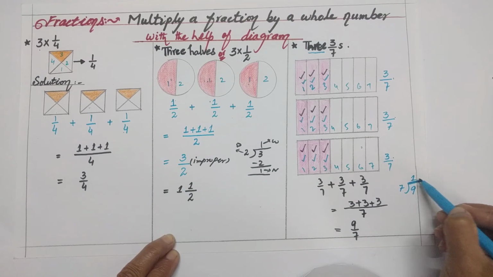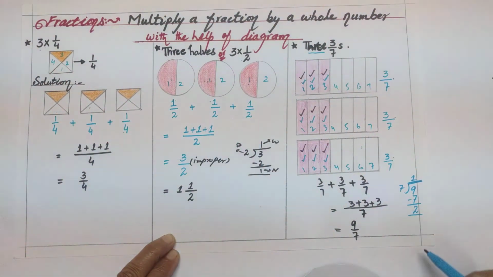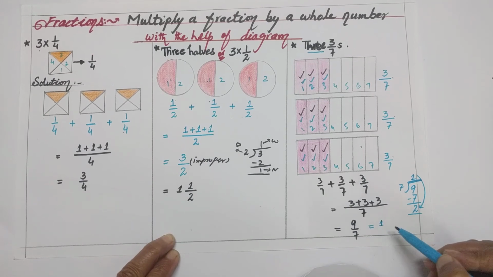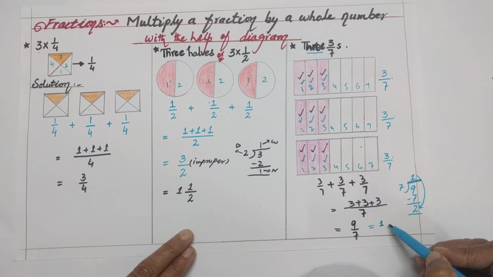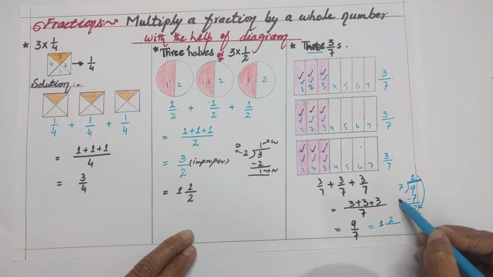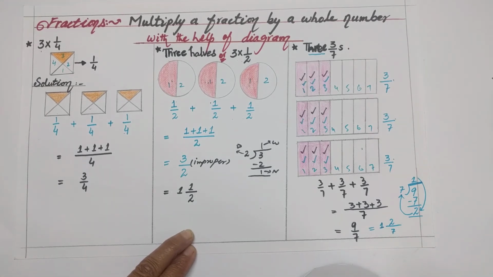So 7 ones are 7. So 9 minus 7, 2. What will be the answer? 1 will be the whole, this 2 will be the numerator, and this 7 will be the denominator. Clear? So that is our required answer.